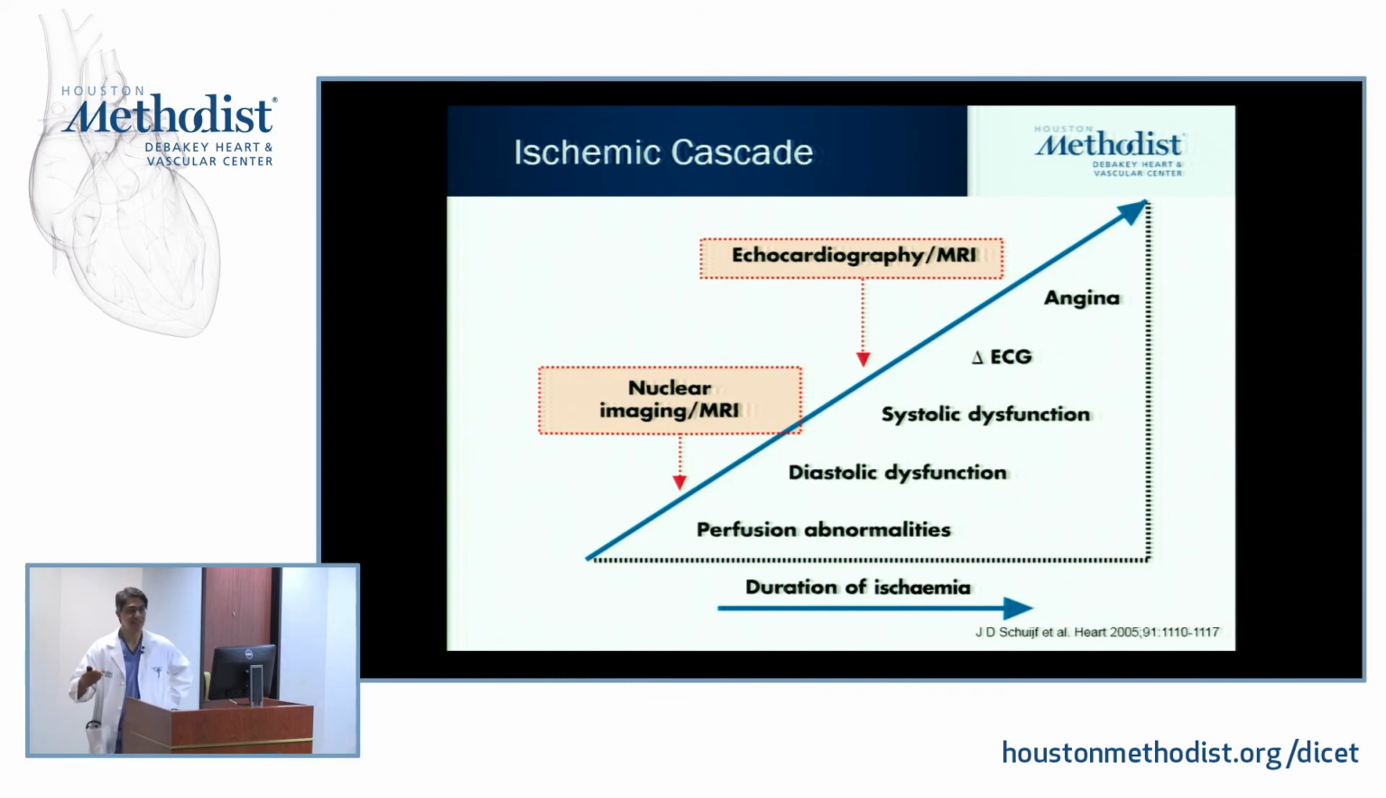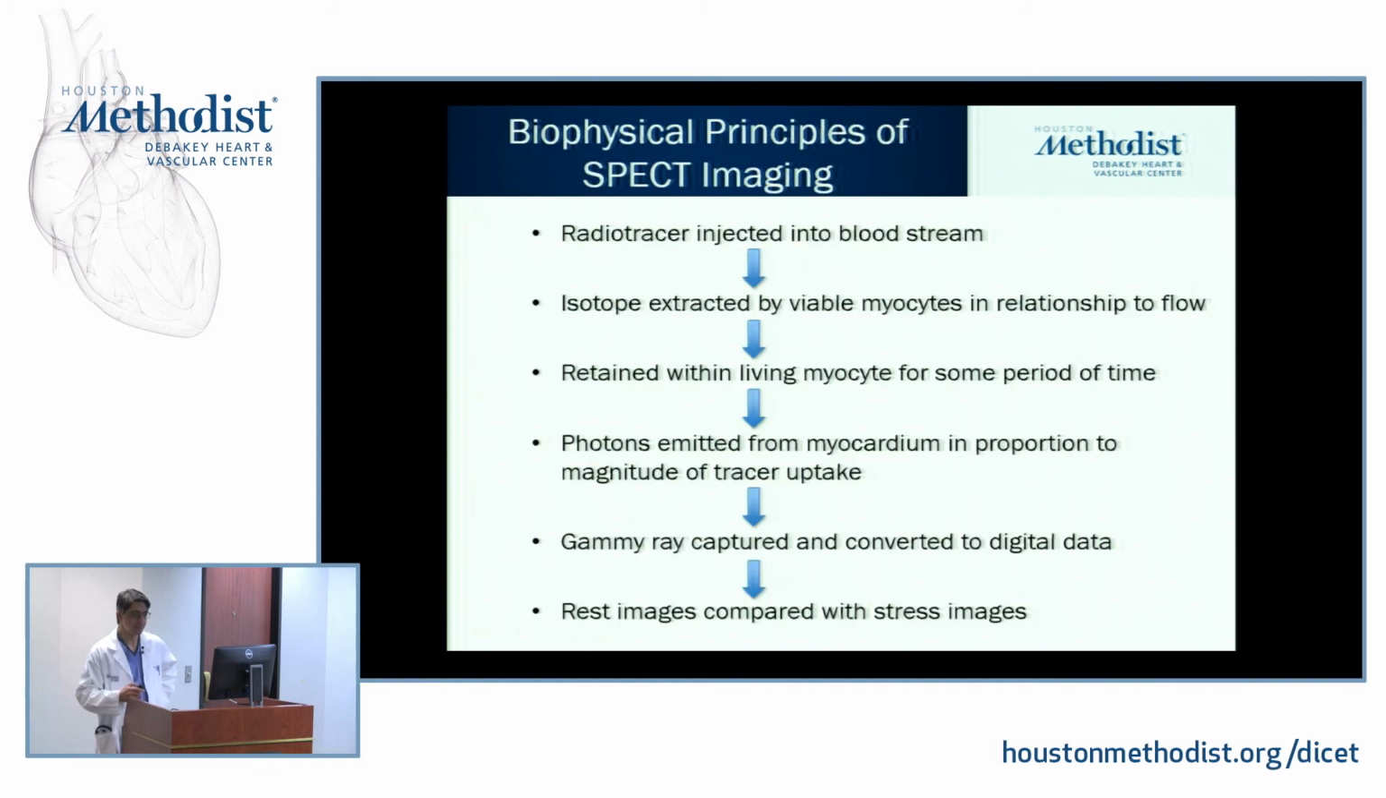After that, you have diastolic dysfunction followed by systolic dysfunction. These are techniques that look for wall motion abnormalities such as stress MRI or stress echo. Finally, the treadmill test where you find abnormal EKG, ST segment changes, and then finally the presence of angina. So this is again the ischemic cascade and some different imaging techniques where we can identify abnormalities during ischemia.